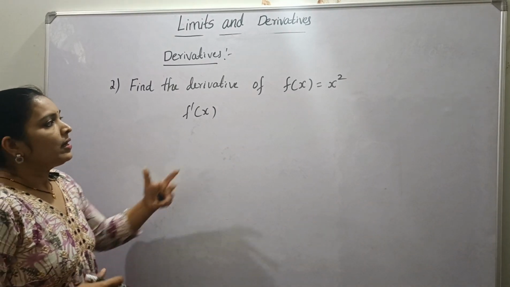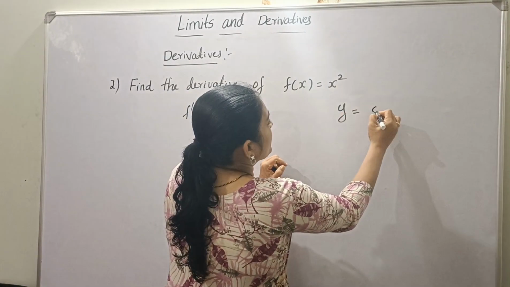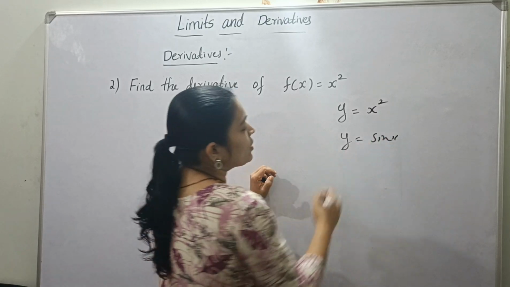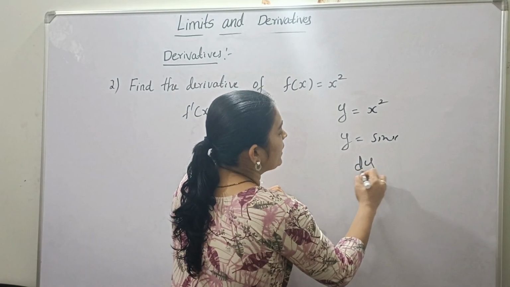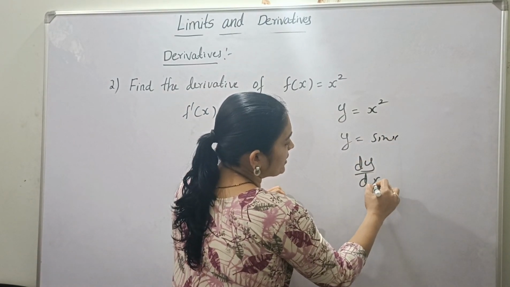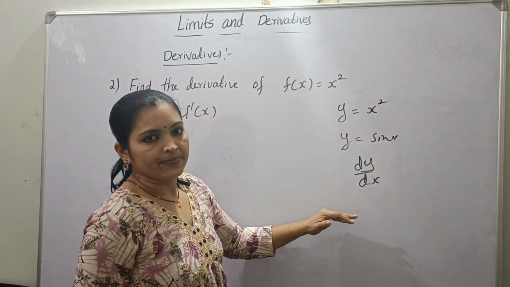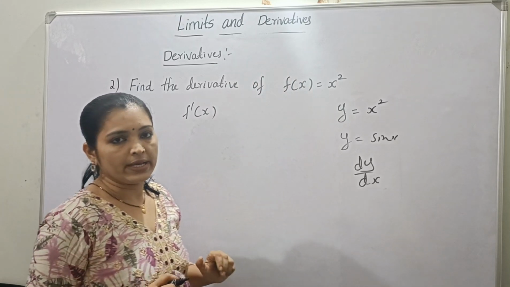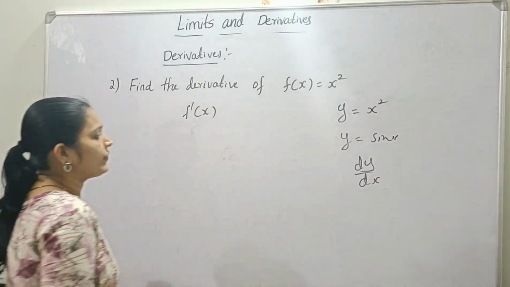Here it will be in this form, that is y is equal to x square or y is equal to sin x. In that form you have to find the derivative, which is represented as dy by dx. If it is f of x is equal to, then df by dx, or you can write f dash of x.